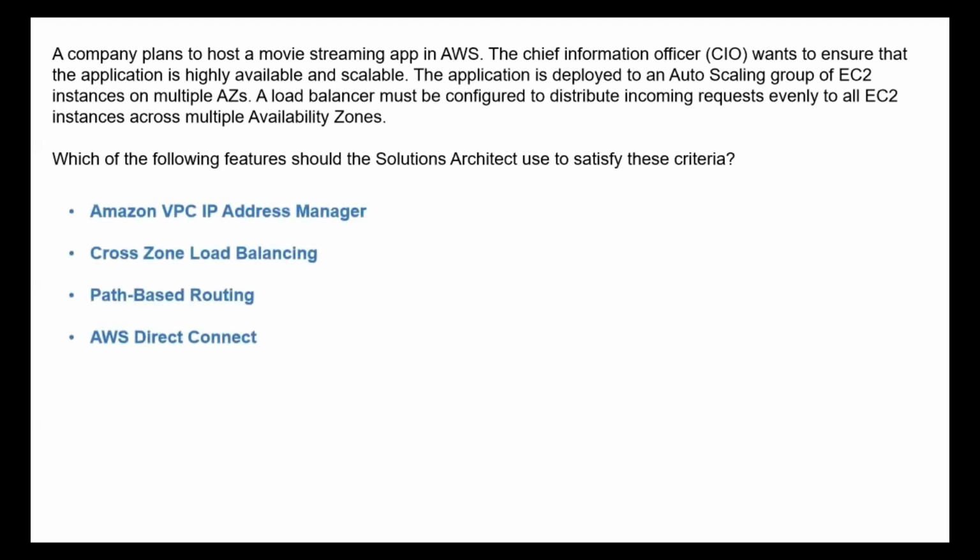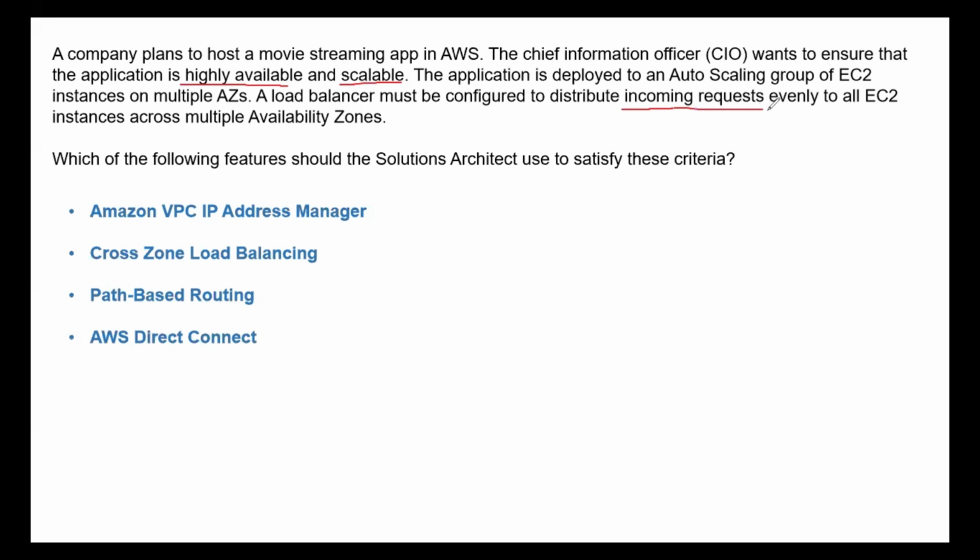Okay, so we have 4 options here. Amazon VPC IP address manager, cross-zone load balancing, path-based routing on AWS, direct connect. So let's go through the keywords here again. The CIO wants to ensure that the application is highly available and scalable. They are using the load balancer. They are also using an auto scaling group on multiple AZs. And the load balancer must be configured to distribute incoming requests evenly.